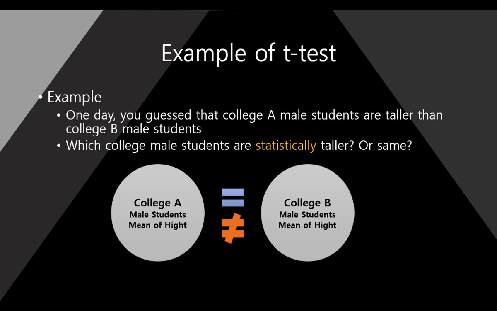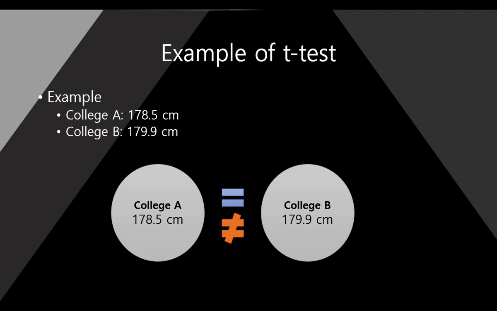Let's think about an example. One day, you guess that college A male students are taller than college B male students. This is just your guess. So you want to know which college's students are taller. This is, for example, your first statistical test. So here we have data. Anyway, you have a question about this kind of problem. So you collect data from college A and college B, and then you calculate the mean value. For college A it was 178.5 centimeters, and for college B, the mean value of male students was 179.9 centimeters.